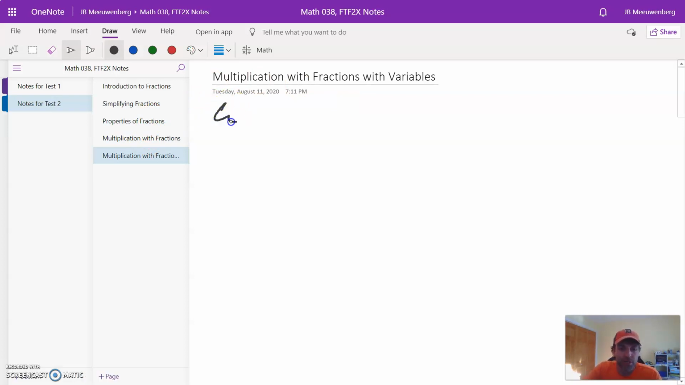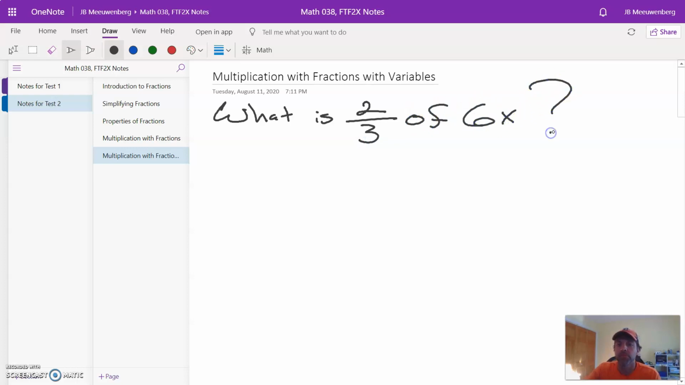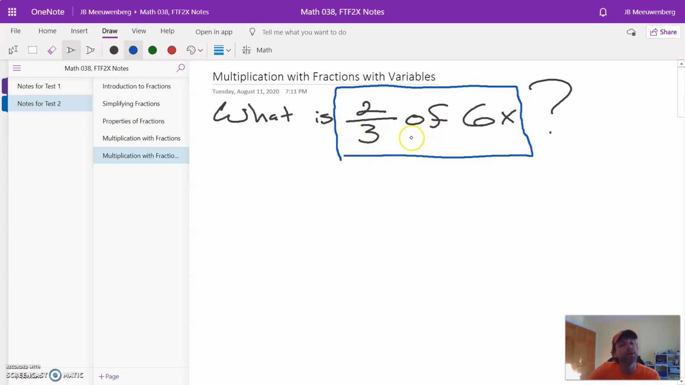So the first question is, what is 2/3 of 6x? And I started with this one because it was what we ended with last time. When we want to find a fraction or a percent or decimal of something, we multiply to find that. And in the last video, we examined a visual, why it works like that. So what we're going to do is take 2/3 and multiply it by 6x.